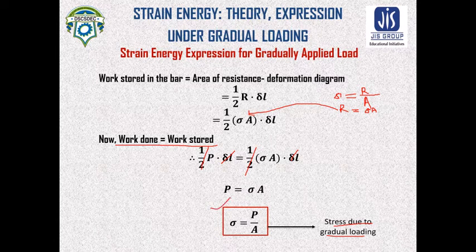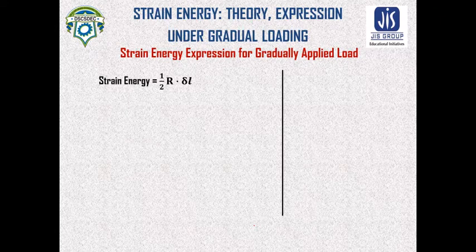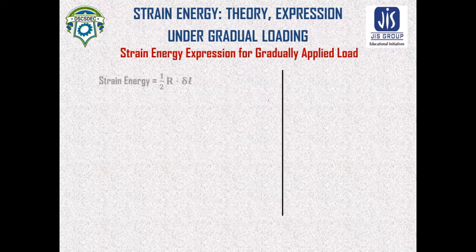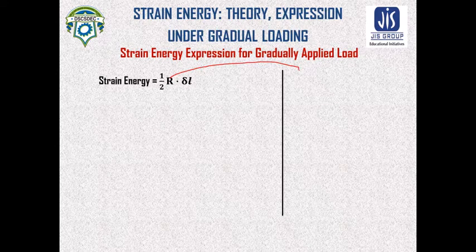This is an important observation from the expression of the strain energy. Now we mainly want to find the strain energy. Strain energy means energy stored in the body. We have derived the energy stored in the body right now: it is half R into del L. So strain energy can be written as half R into del L. Now this R can be written as sigma into A. Putting this value, we get half sigma into A into del L.